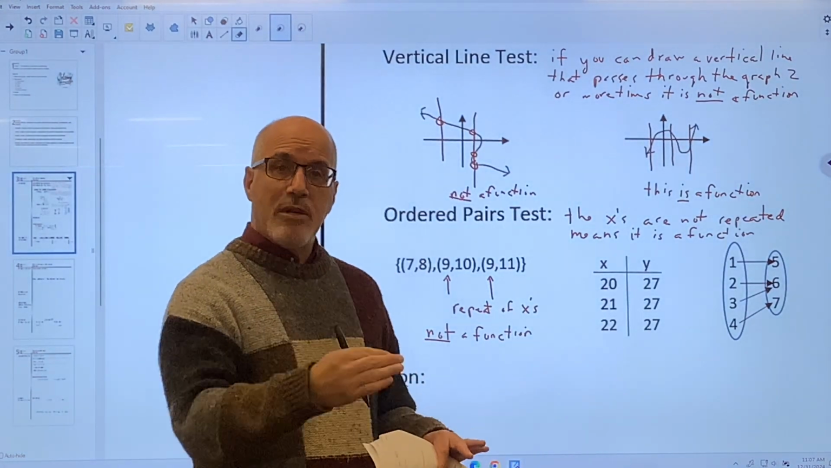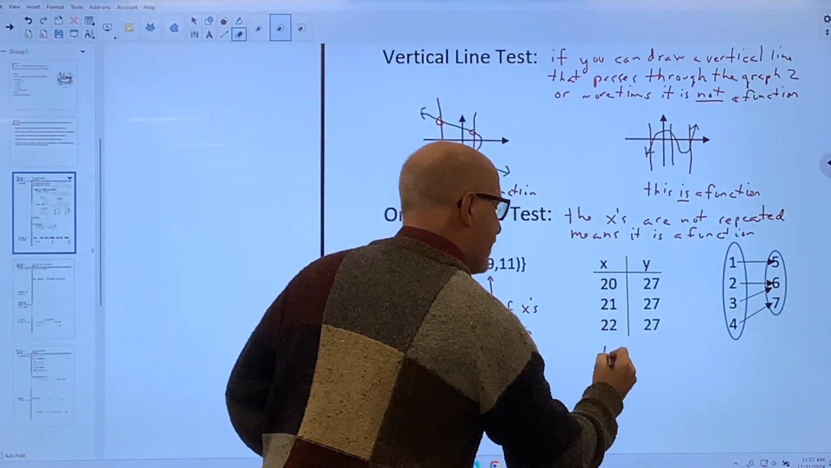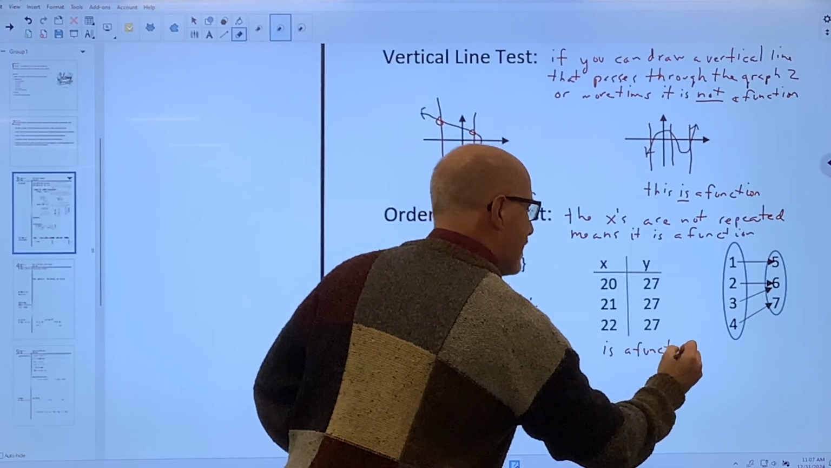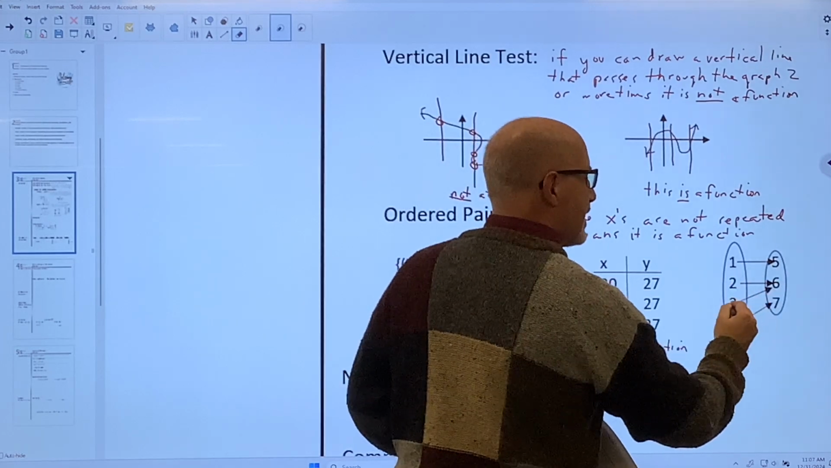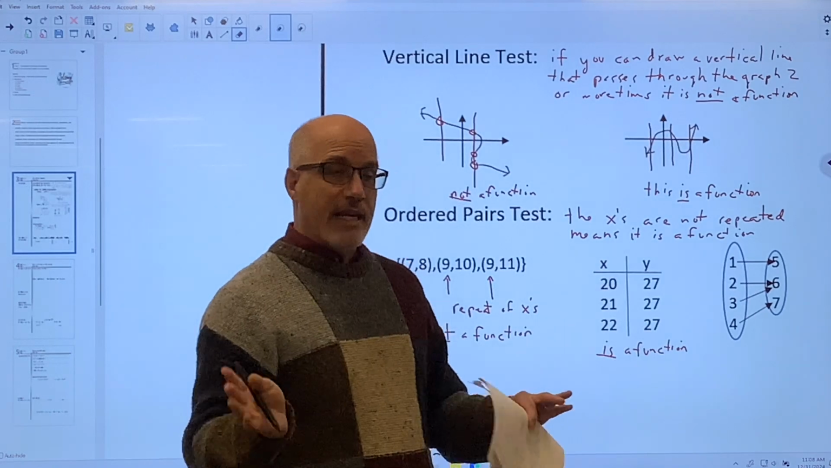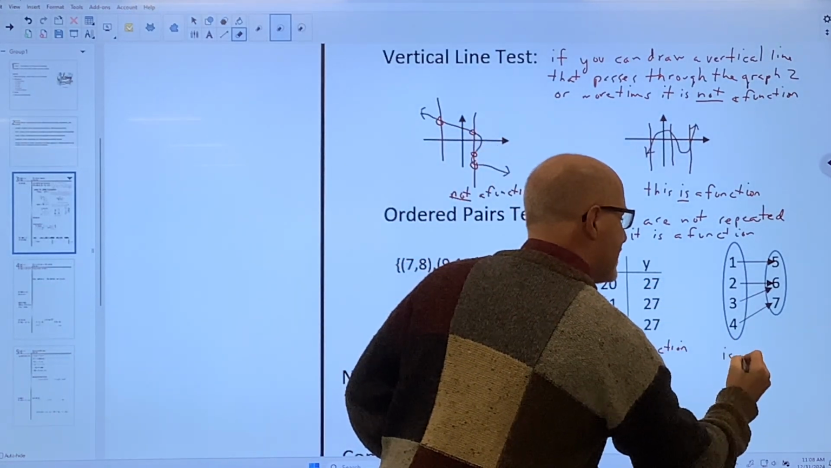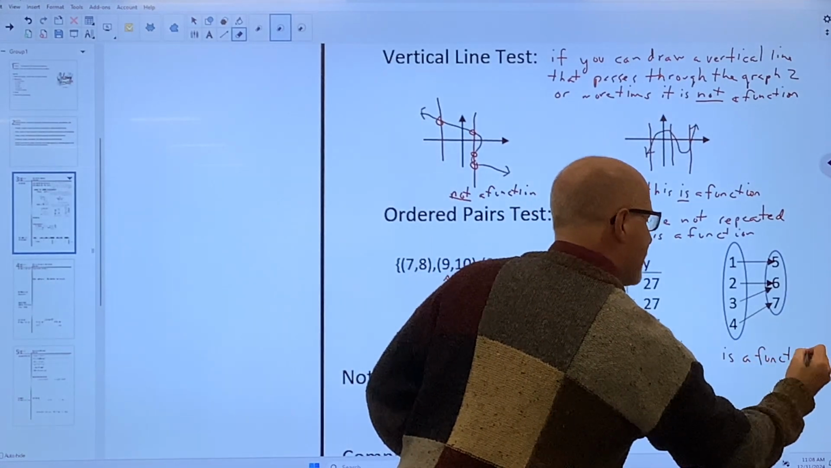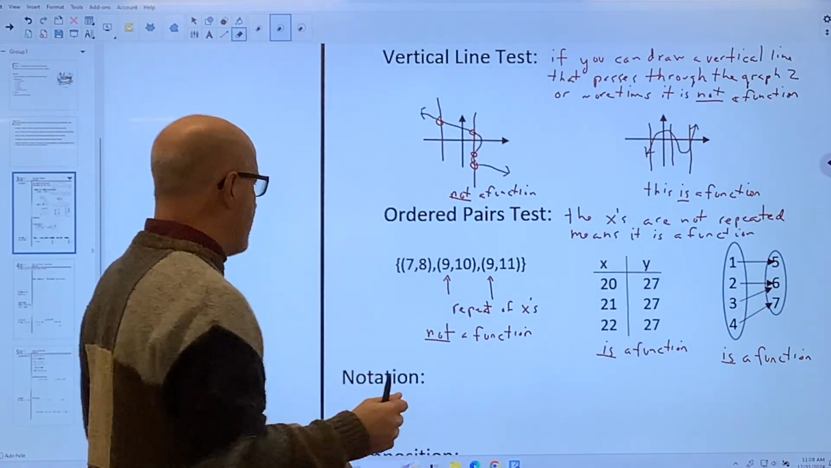The outputs can be repeated, but the inputs cannot be repeated, so this is a function because the x's are not repeated. And this last one, notice 1 goes with 5, 2 with 6, 3 with 6, and 4 with 7. The 6 is repeated, that's an output, it can be repeated. But in this one, the inputs are never repeated, so this is a function. So that's how you test with ordered pairs or charts or tables.